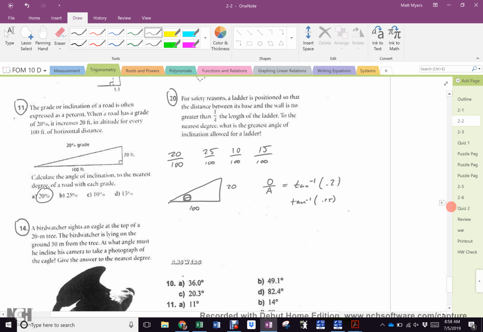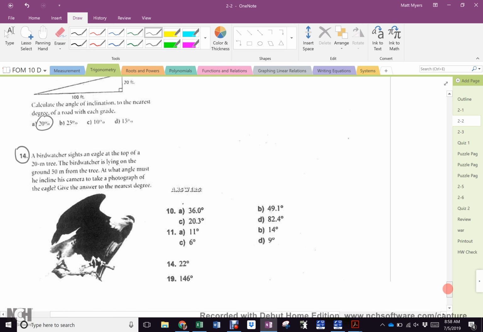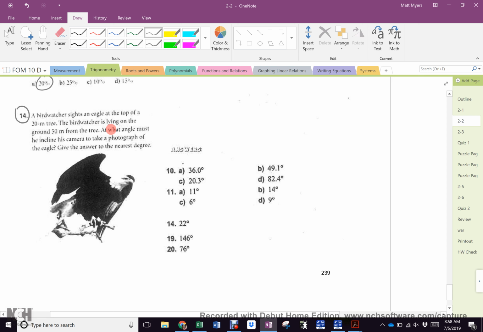Anybody need to talk about 14, the bird watcher and the eagle? It's the first time I've asked you to draw the triangle. So we read the question. The bird watcher sights an eagle at the top of a 20-meter tree. Well, I'm not going to draw the tree, but there's the ground. There's the tree. How tall is the tree? 20 meters, so 20 goes there.